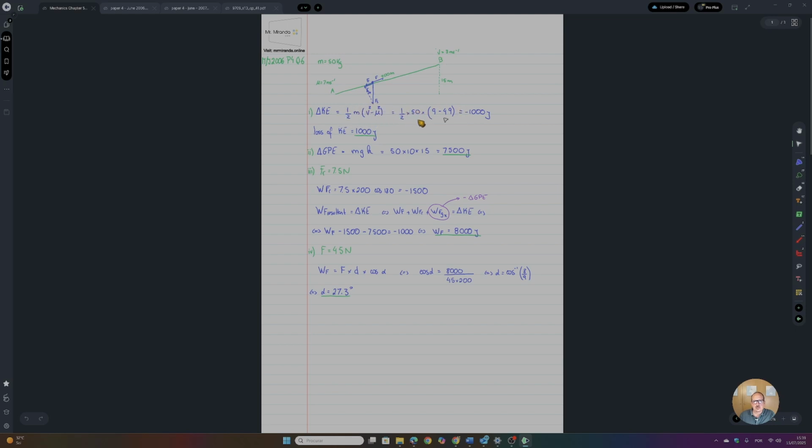Just plug in all the values that you have, and there you have it, the loss in kinetic energy, okay? Sorry, this is the change in kinetic energy, the negative value. If you are expressing the loss, it already contemplates the fact that it is a negative value. The magnitude of this loss is just 1000 joules.